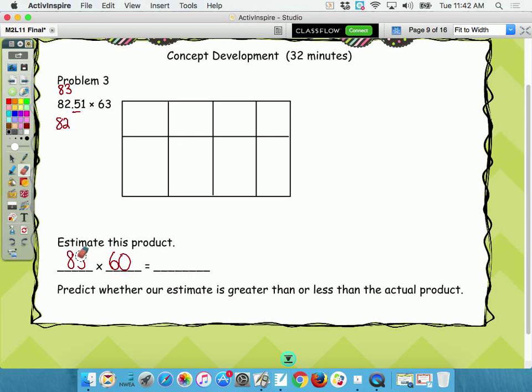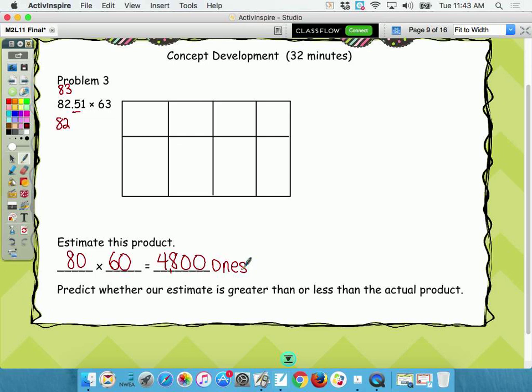So what should I do here? Change it to 80. There's no rule that says I can't round my whole number, is there? So what's 8 times 6? 48. And how many zeros? So that's ones place, okay? 4,800 ones. Will the actual product be more or less than the estimate? More. Every time it's been more today, hasn't it? Okay, so let's go ahead.